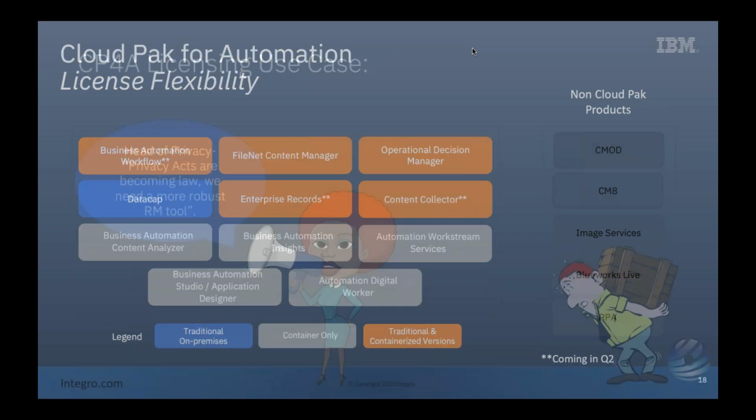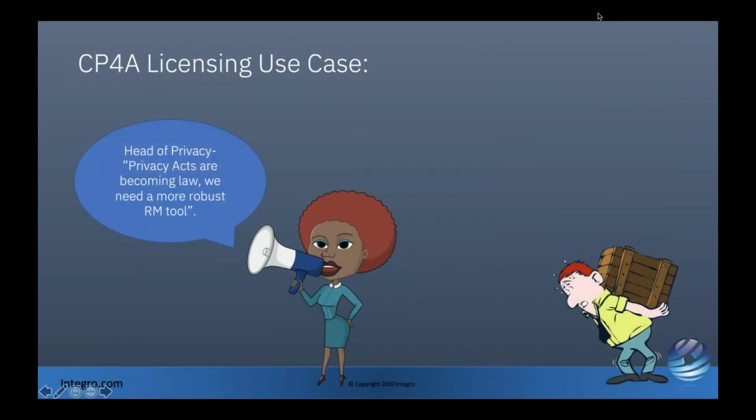So here's an example based on an actual customer story. The head of privacy came to us and essentially said, we have a need to respond to some of these things that are coming out in the marketplace, like GDPR, like CCPA. We need a more robust records management tool. We don't own one today. We own FileNet, but we don't have Records Manager. So I think one more click there, Bill. So they go to the CIO for permission, and he's saying, hey, we have no more CapEx budget for this, right? So we can go to the next slide.